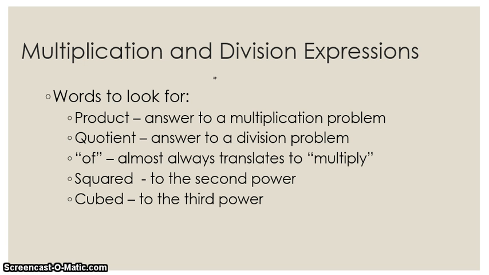The product is an answer to a multiplication problem. So if it says product of something and something else, it just means you multiplied. The word quotient is an answer to a division problem. So if you see quotient of two numbers, it just means that you're going to write those two numbers with a division symbol in between them. So we're going to see examples of that in a moment. Of almost always translates to multiply. So if you have like 2/3 of x, it just means 2/3 times x.